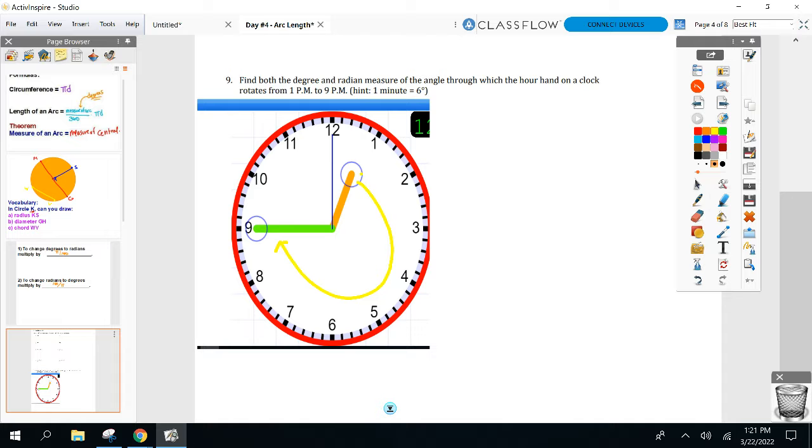I do have a challenge question for you. Ready? Could you find me the length of the arc that the hour hand travels? Could you find me how long this arc is? Go to the formula for length of an arc. How could you help me find how long that arc is from 1 to 9?